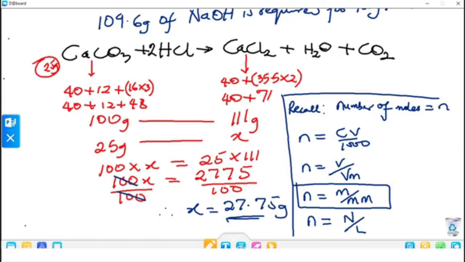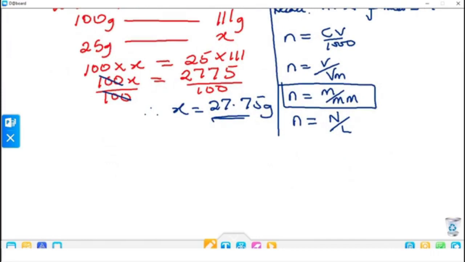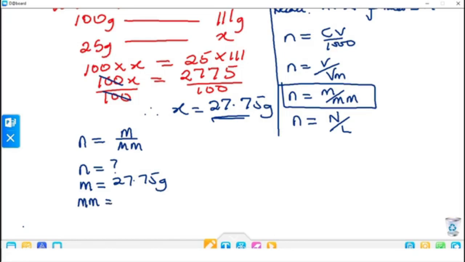Why do we choose the third formula? N is equal to mass over molar mass. N is what we are asked to find, the number of moles of calcium chloride. The mass of calcium chloride, we have just calculated it to be 27.75 grams. And the molar mass of calcium chloride, we have also done that, is 111 grams. So that makes the job easier.